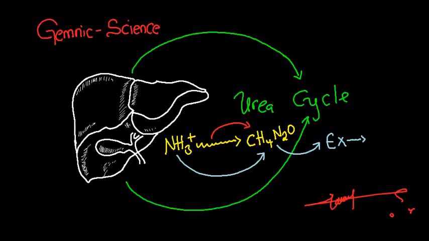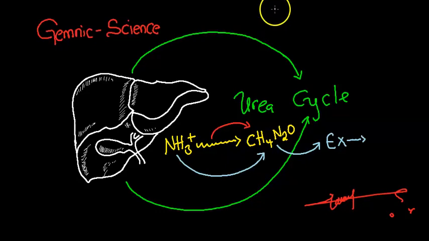And what about the cycle? This simply refers to a series of events that happens repeatedly in the liver. So when we put the two words together, urea and then the cycle, it simply refers to the process in the body that transforms harmful ammonia into harmless urea for excretion.